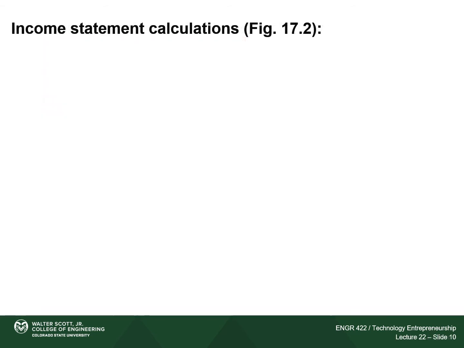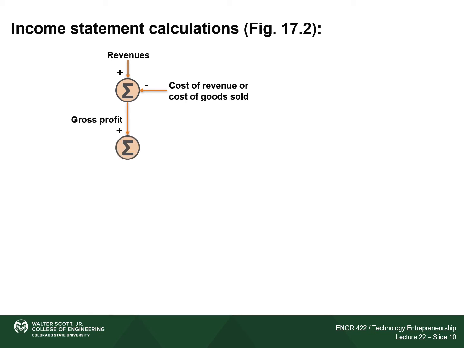Now, conceptually, let's go back to chapter 17, and in chapter 17, they have some very good equations to explain how some of this works. So, for example, here's the little flow diagram that shows income statement calculations. You start with revenues. You subtract the cost of revenues, which is also called the cost of goods sold. That's step one, which gets you your gross profit.